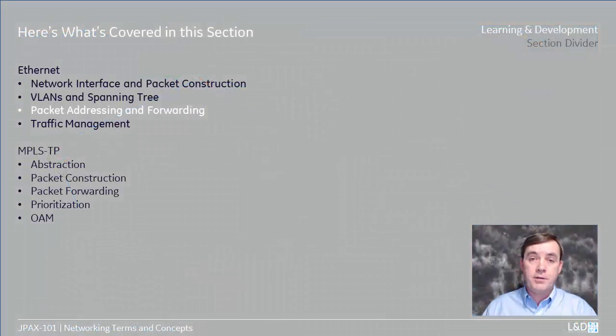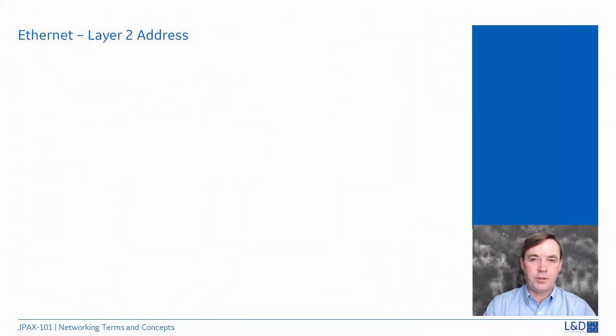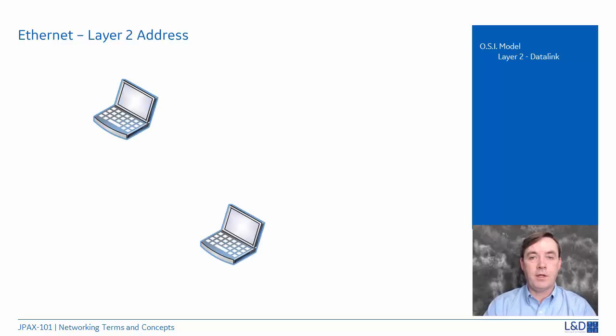Let's see how packets are addressed and forwarded in a network. As we described earlier, just above the physical layer in the OSI model is the data link layer, where Layer 2 addresses are found. Every network interface card in an Ethernet network must have a Layer 2 MAC, or Media Access Control, address. A MAC address is composed of 6 bytes. The first 3 bytes typically identify the manufacturer of the network interface card, and the last 3 bytes are usually from a range specified by that manufacturer for that component type and model.